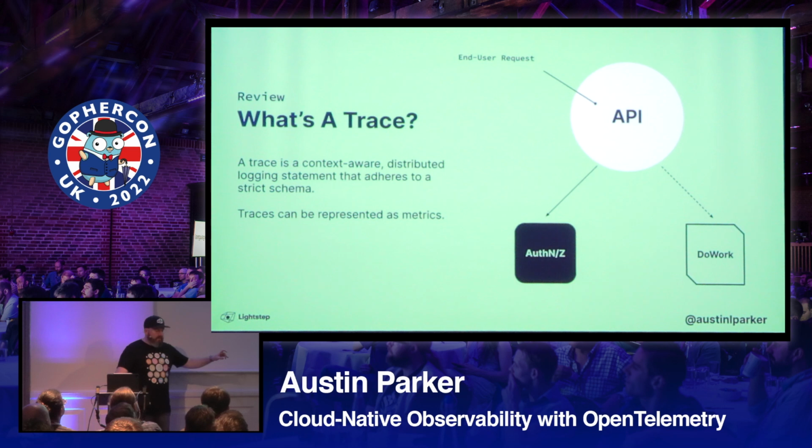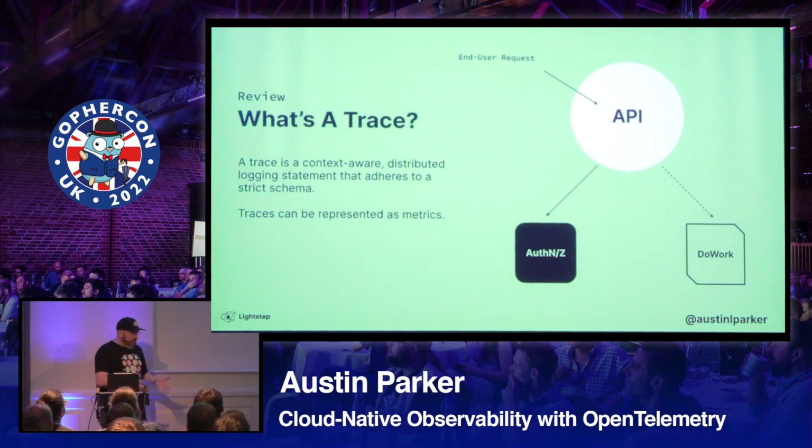To review very briefly, a trace is a context-aware distributed logging statement. And it has a schema, so it has things like a context ID. It has a set of attributes. It has a parent-child relationship defined in that schema. And it's also very important that traces can be represented as metrics through aggregation.